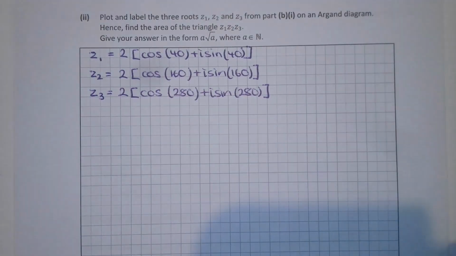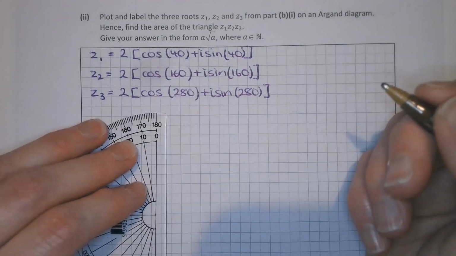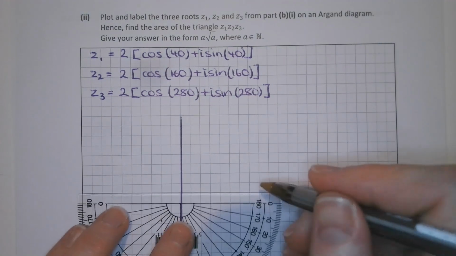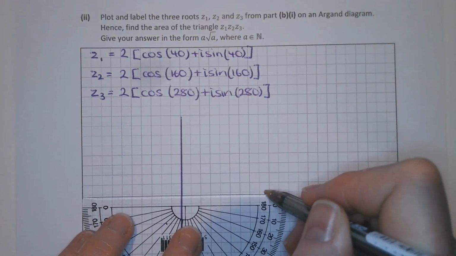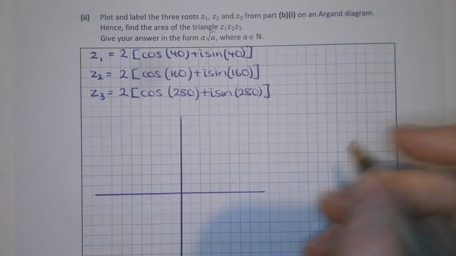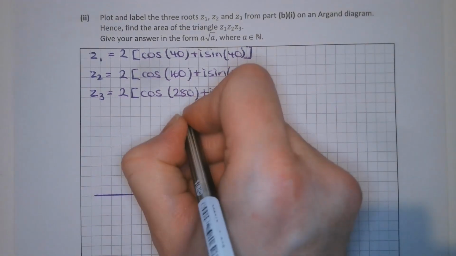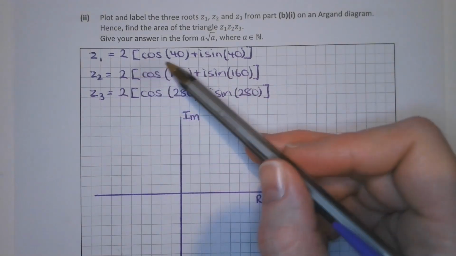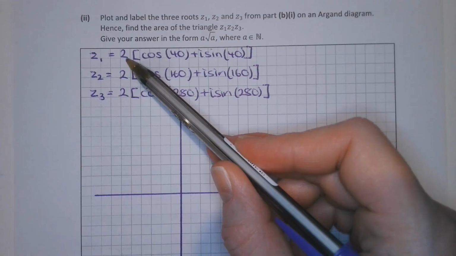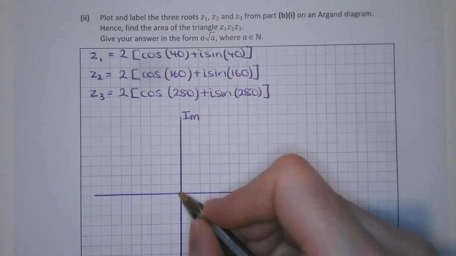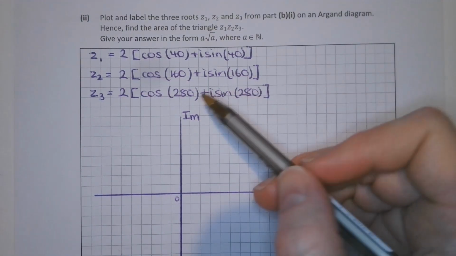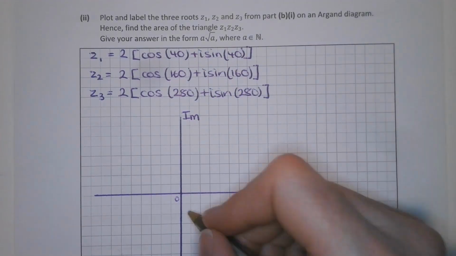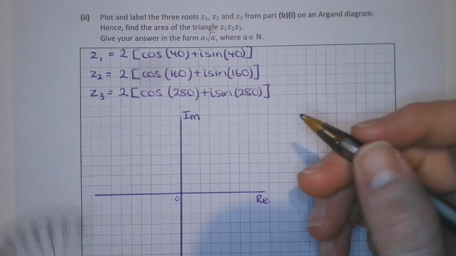Okay, so we're going to plot these on an Argand diagram. As long as we have a straight edge, we draw our imaginary and our real axes here, and we label them. So, first of all, the 2 here represents the modulus, so that's going to be the distance from the origin, right there. And we have our argument, so our 40-degree angle for the first one, for example.